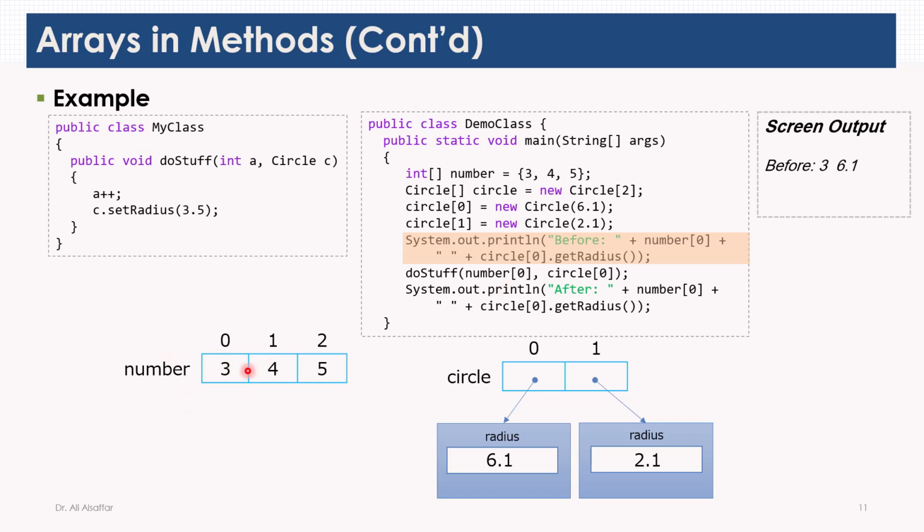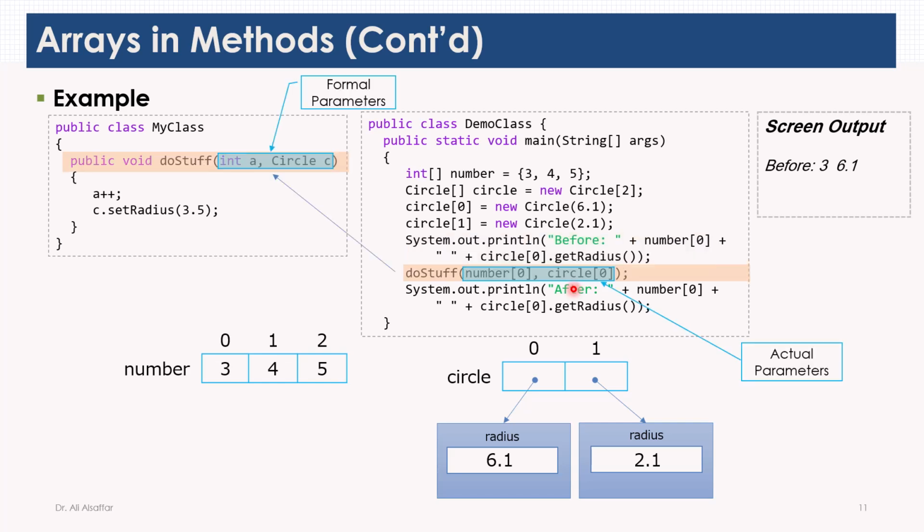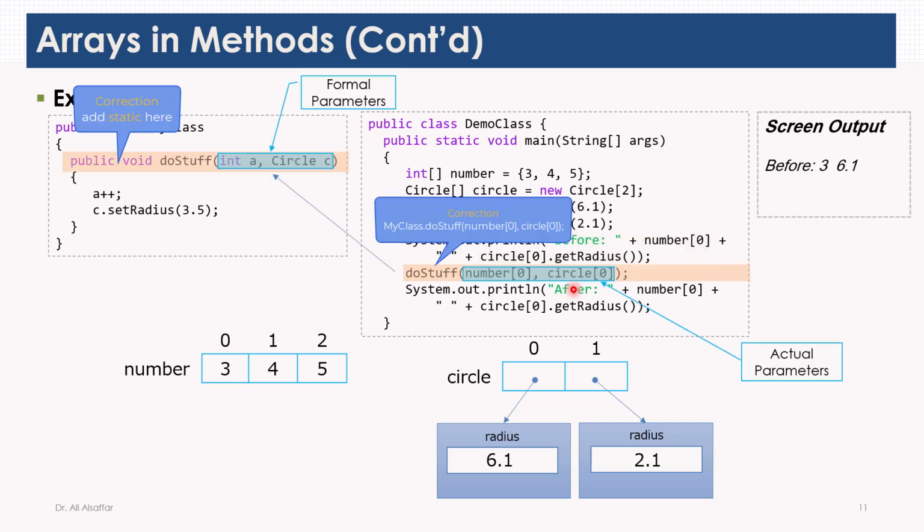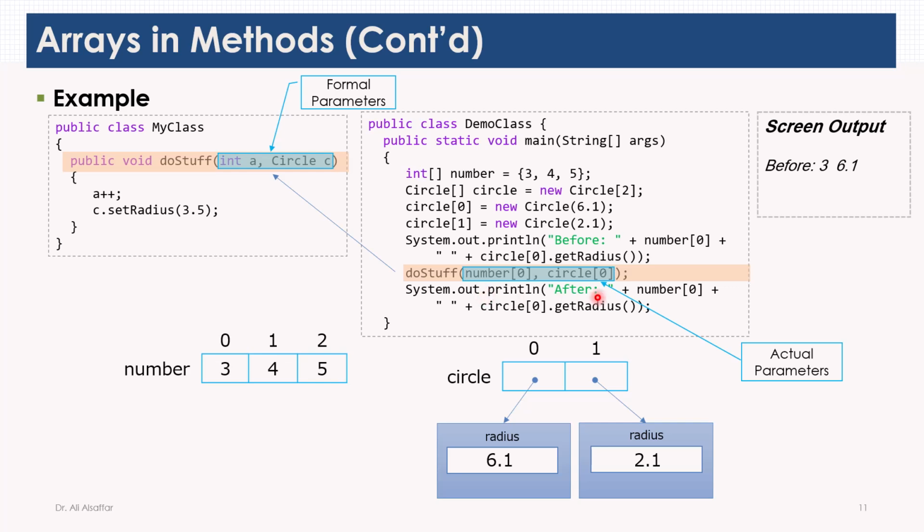So number 0, 3 will be passed as an argument, and circle 0, an address of circle 0, which is the pointer, will be passed as a parameter. Before we proceed, we need to understand the names of the parameters. When you define a method, the parameters you define in the method are called formal parameters. And when you call the method, the parameters you pass to the method are called actual parameters. So number 0, circle 0 are the actual parameters. Integer A, circle C are the formal parameters.